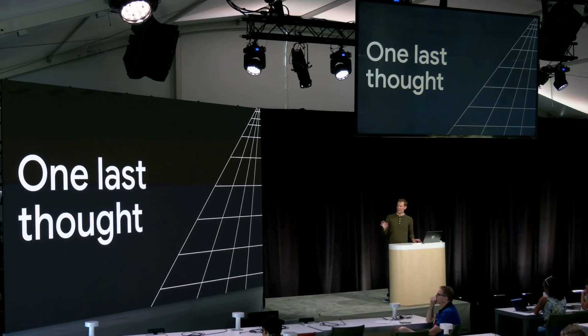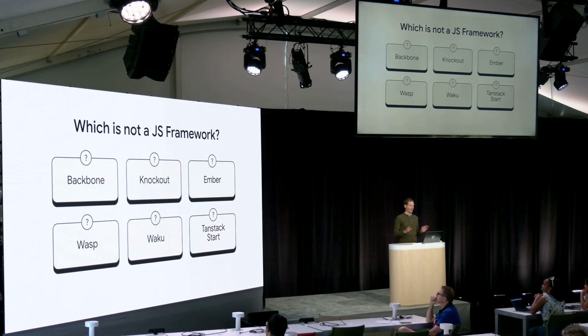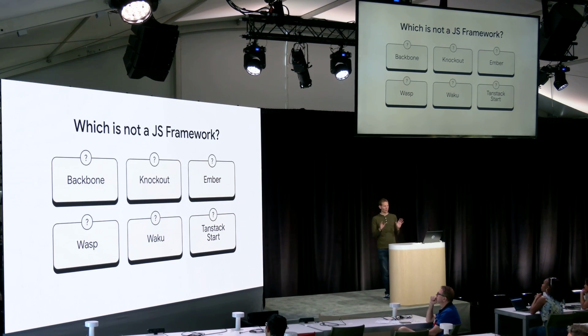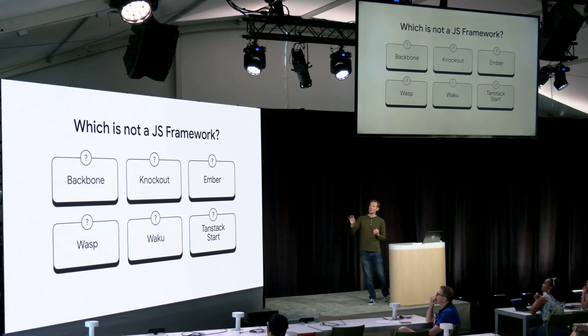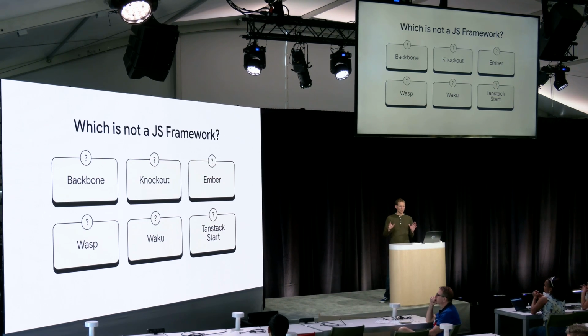One last thought, because I have 4 minutes left. We're going to play a game. I need you to actually shout things out this time, and trust that other people will shout as well. On the count of 3, I want you to tell me which of these is not a JS framework. Take a second, take it in. We've got Backbone, Knockout, Ember, Wasp, Waku, TanStack Start. All right, we all trust each other. Let's do this. 1, 2, 3.